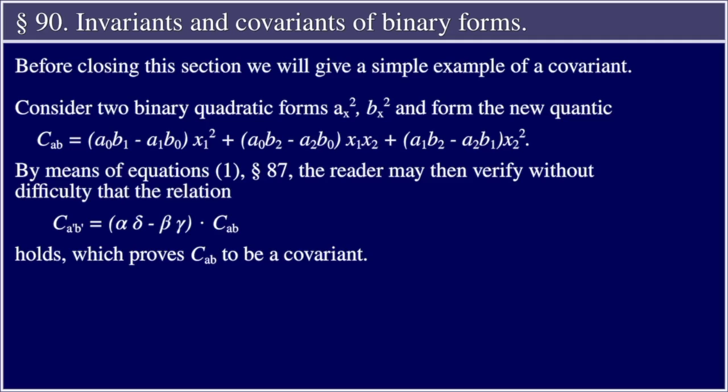By means of the equations 1, Section 87, the reader may then verify without difficulty that the relation c_a'b' = (αδ − βγ) c_ab holds, which proves c_ab to be a covariant.